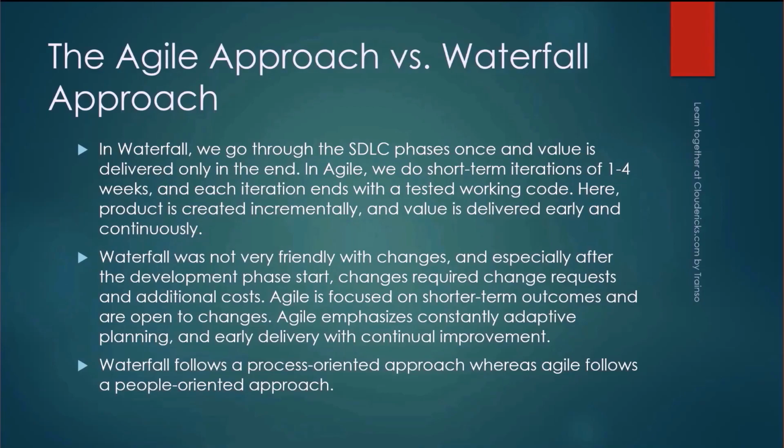Iterations are something that repeats again and again, right? So if you say 1 week iteration, it will be repeating weekly. If you say 2 weeks iteration, it will be repeating every 2 weeks. And we call these iterations by different names, as we will see later in the frameworks part.